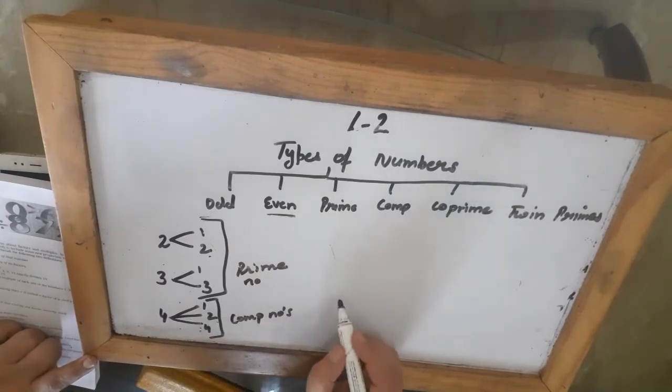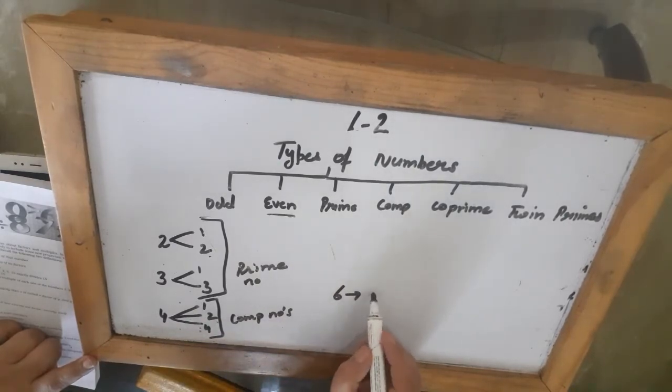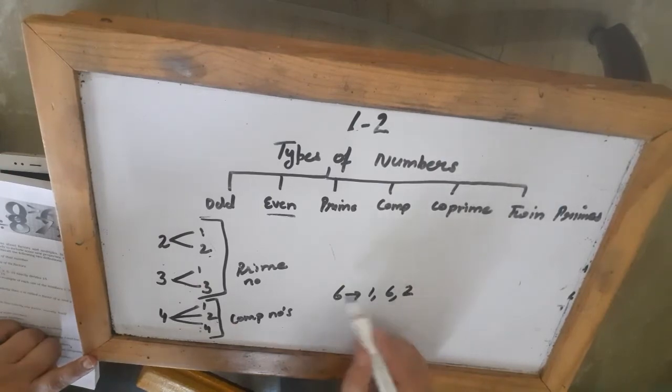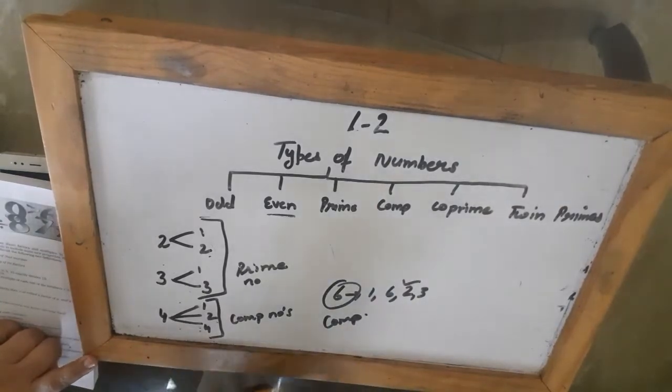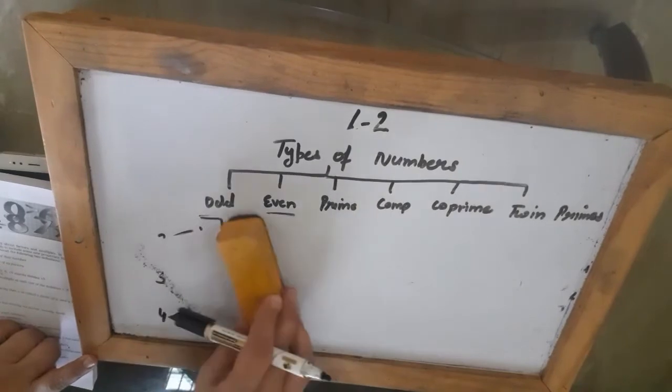So as soon as a number has a third factor, like 1 and 6 are factors of 6, but it goes on the table of 2 also, 2 3s are 6. So as soon as you have a third factor, it becomes a composite number. So these are prime and composite numbers.